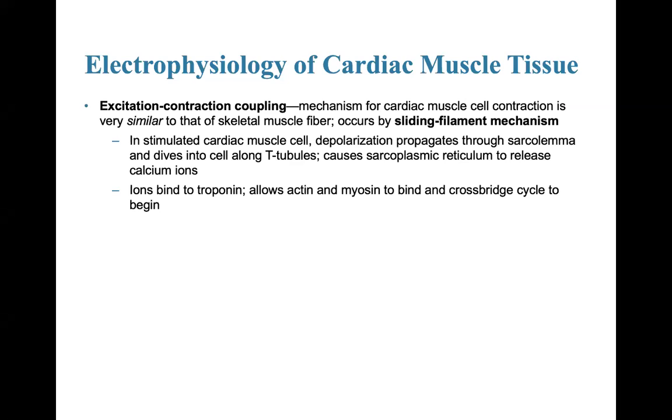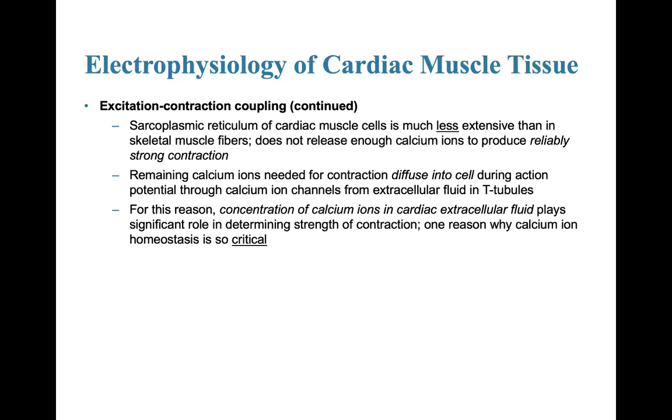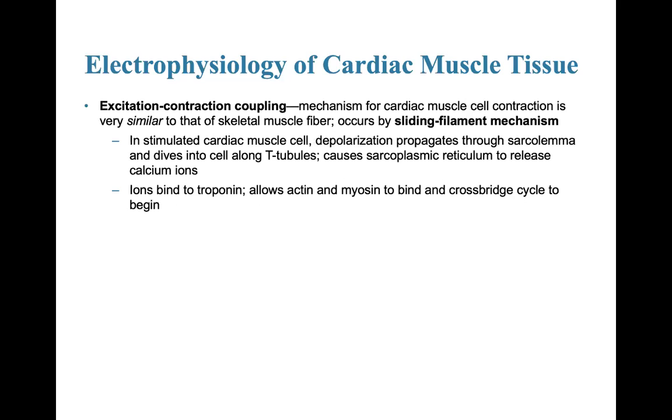The mechanism for cardiac muscle cell contraction is very similar to that of skeletal muscle fiber. This occurs by the sliding filament mechanism, where we see excitation-contraction coupling. We saw this with the skeletal muscles, and you're going to see the same thing here. In a stimulated cardiac muscle cell, the depolarization will propagate through the sarcolemma and dive into the cell along a T-tubule. This causes the sarcoplasmic reticulum to release calcium ions. The ions will then bind to troponin, allowing actin and myosin to bind and the cross-bridge cycle to begin.